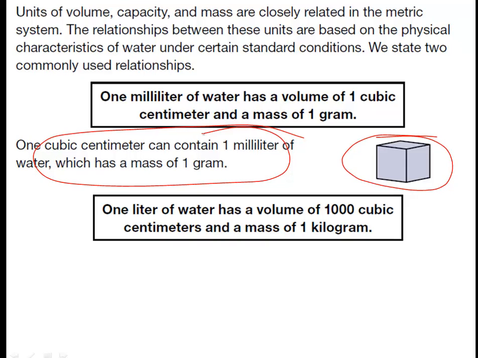Here's another way to look at it: if you talk about liters instead of milliliters, 1 liter of water has a volume of 1,000 cubic centimeters and a mass of 1 kilogram. So a liter is equal to 1 kilogram or 1,000 cubic centimeters in volume. And you need to know those. And I think you do for the most part. We've been through the metric system all year. So let's try a few of these. Let's do them together, okay?